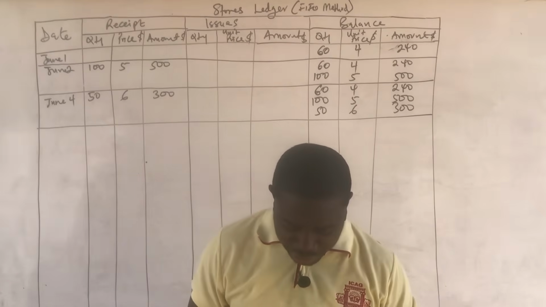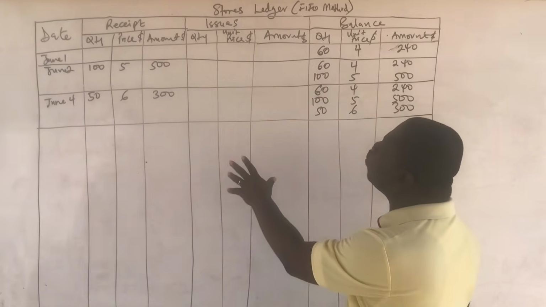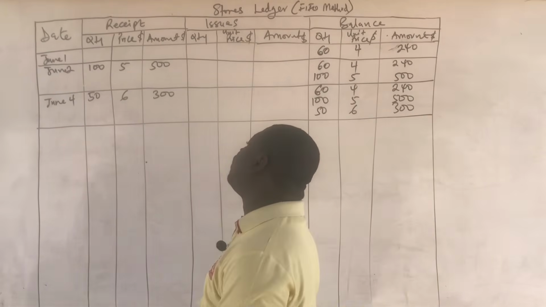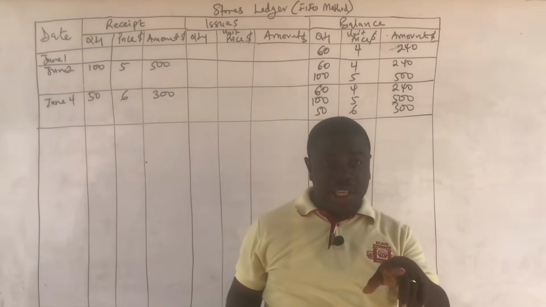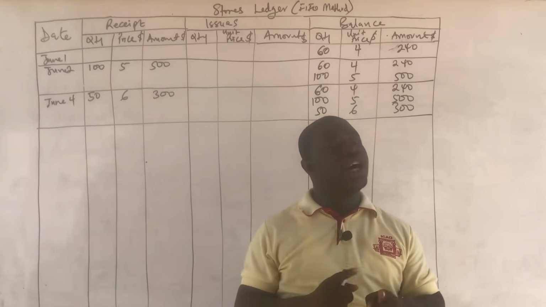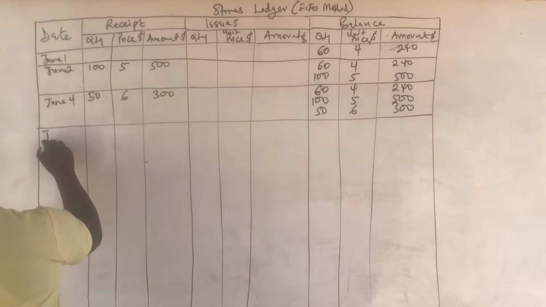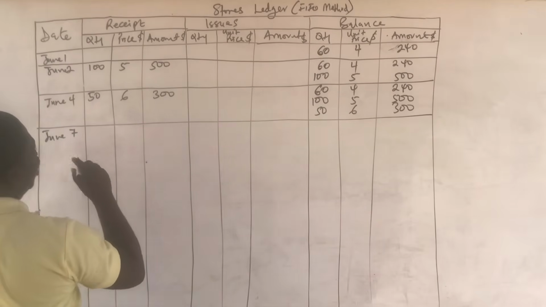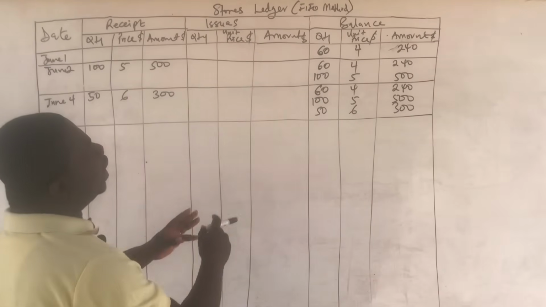Now, after that, the next transaction is on the 7th of June, and it is an issue. We are issuing out 40 units. So now we have to issue out 40 units. We are using the FIFO method. So you see, whether FIFO or weighted average, the headache comes when you are issuing, not when you are receiving. And so on June 7th, we have to issue out 40 units, and because it's an issue, we record that under issue.